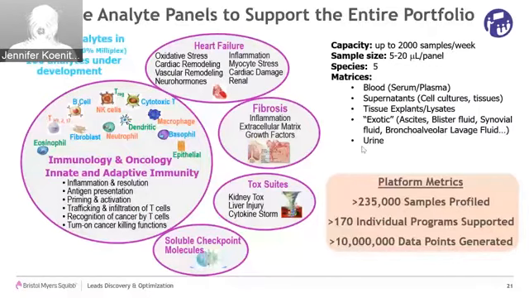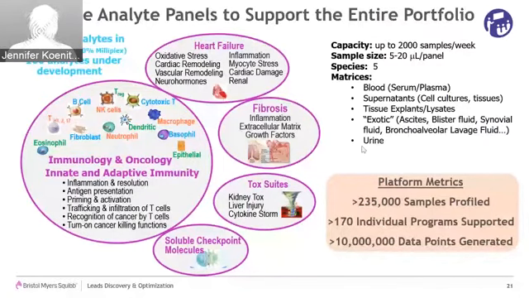The different panels that we use are broadly classified into innate and adaptive immunity, heart failure, fibrosis, and toxicity. The immunology and soluble checkpoint panels are the ones I will mostly be focusing on for the remainder of the talk, as our focus is on immuno-oncology.